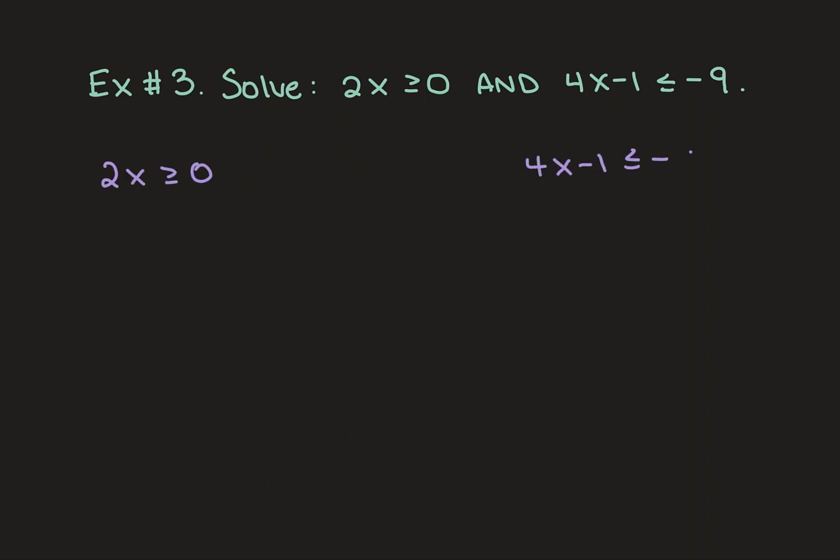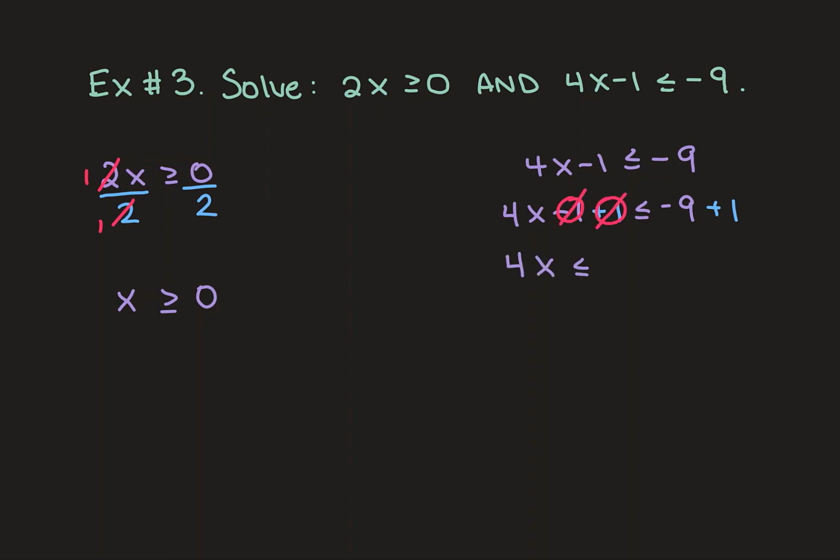Again, we solve the individual inequalities separately. For the first inequality, we divide both sides by 2, and this simplifies to x is greater than or equal to 0 divided by 2, which is 0. For the second inequality, we add 1 to both sides, and this simplifies to 4x is less than or equal to negative 9 plus 1, which is negative 8. Now we divide both sides by 4, which simplifies to x is less than or equal to negative 8 divided by 4, which is negative 2.